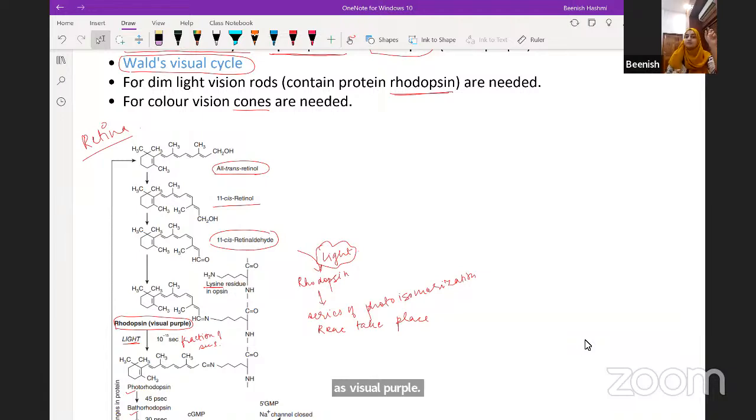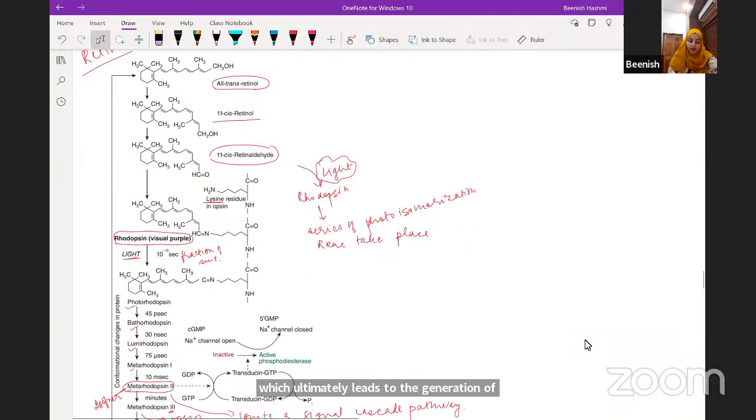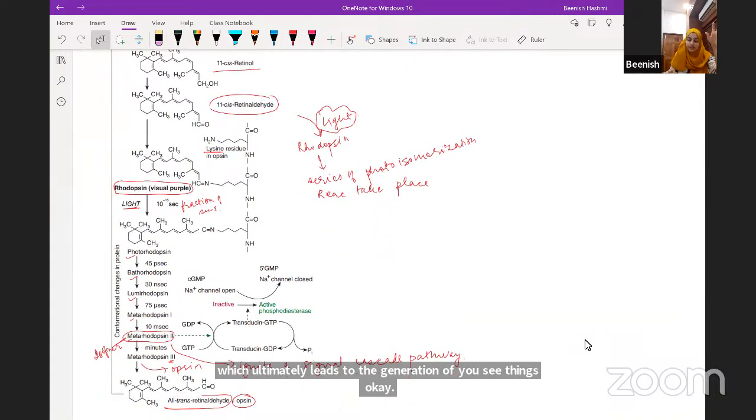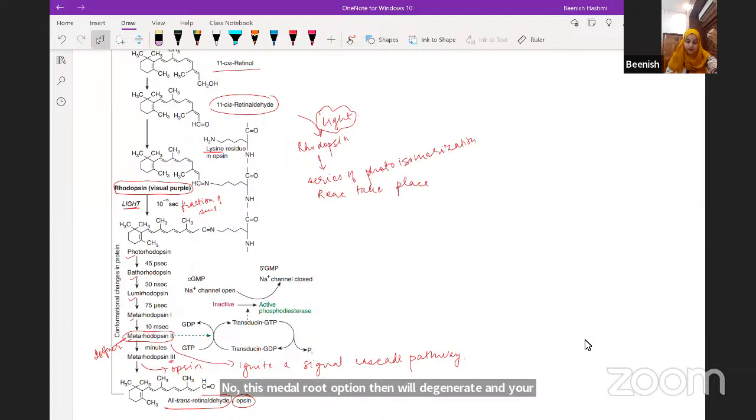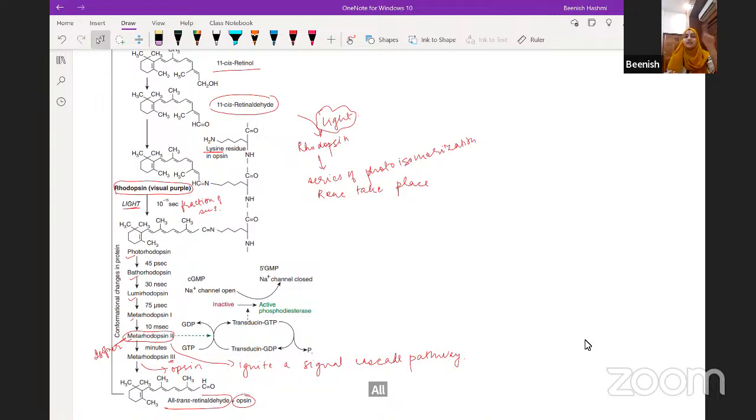Now when light falls on this pigment, your rhodopsin, a series of photoisomerization reactions take place. A number of isomeric forms are formed. The most important is metarhodopsin 2, because it is able to initiate a signal cascade pathway, which ultimately leads to the generation of a nerve impulse, and you're able to see things. Then this metarhodopsin degenerates, and opsin is released from it, and it forms all-trans retinaldehyde, which then changes into all-trans retinol. So this is happening in a cyclic form, which is known as Wald's visual cycle.